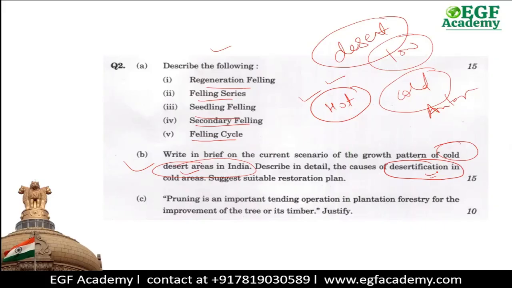Some type of species grow there. When the productivity of such species, which usually grow there, decreases, that situation is called desertification. The restoration plan has also been asked here. The next is pruning. It's a tending operation in plantation forestry for improvement of trees or its timber.